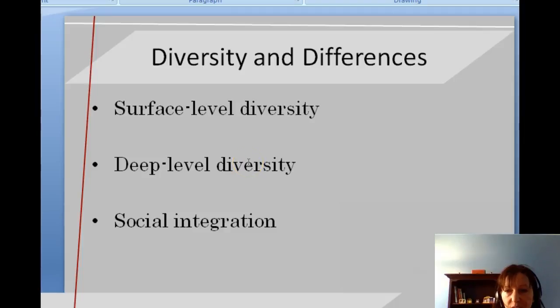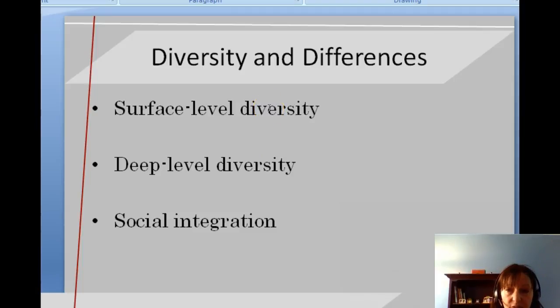Values, attitudes, beliefs. One area of research I'm particularly interested in right now is political affiliation, diversity or similarity, and how that impacts people's experiences or opportunities at work. Deep level diversity, and so getting people to switch from a focus on specifically surface level diversity to deep level diversity is one of the challenges that managers currently are facing.